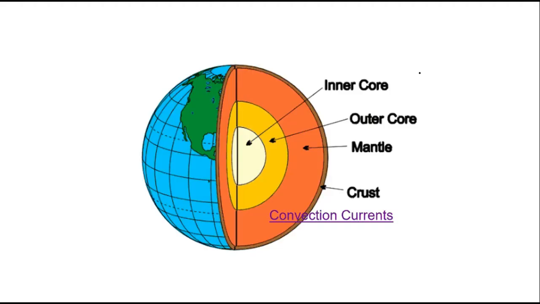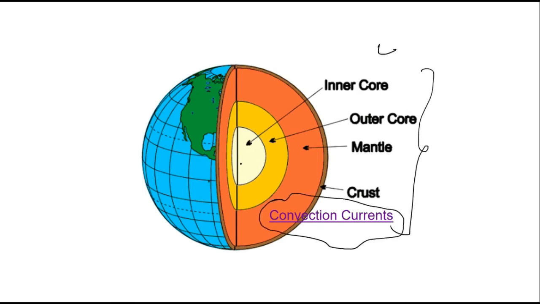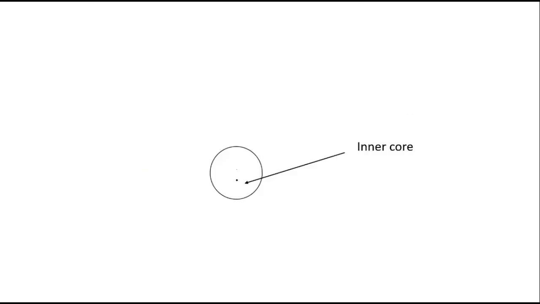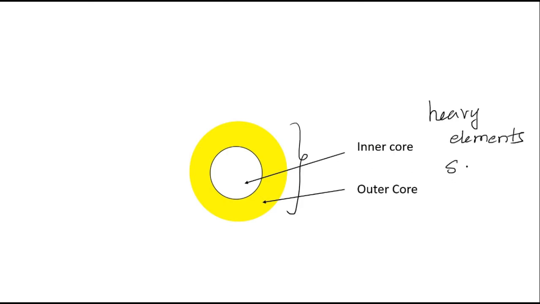To understand that, we'll go back to the different layers of the earth and see what we mean by convection current. Let us start from the inner core. Inner core is of very high temperature. Please remember that, right? It is surrounded by the outer core, so both together can be called the core, and this consists of heavier elements. Please recall what we have learned.